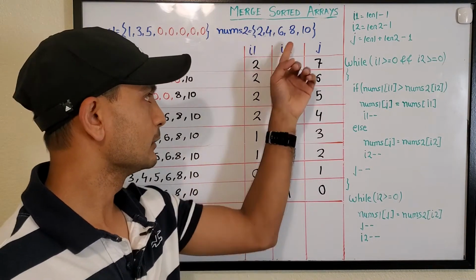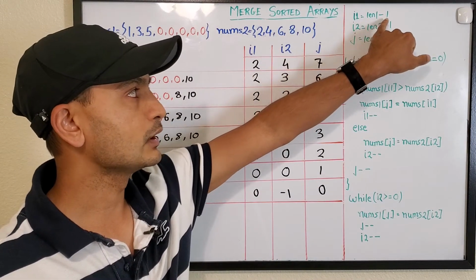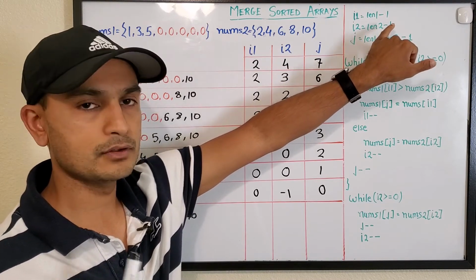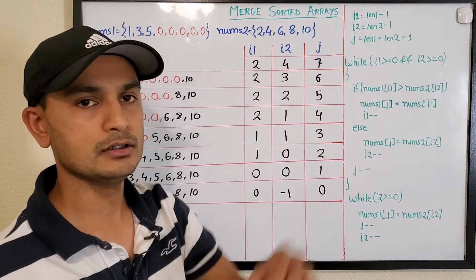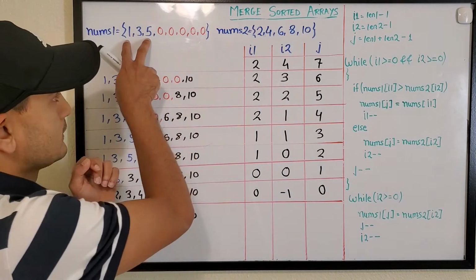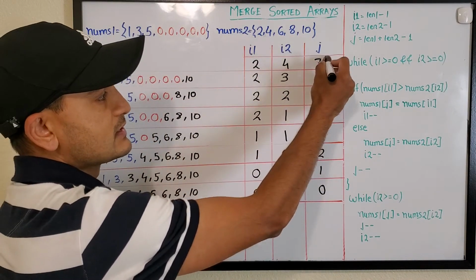So we'll have three variables, i1, i2, and j. i1 is length1 minus 1 for the array nums1. i2 is length2 minus 1 for nums2, and j is the total, so length1 plus length2 minus 1. So our i1, for this example, is 2, i2 is 4 and j is 7.